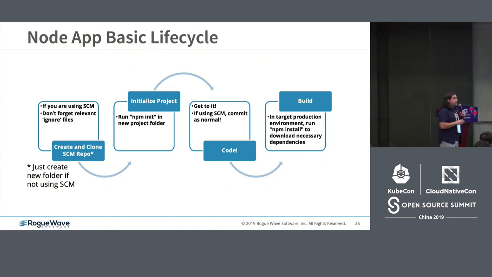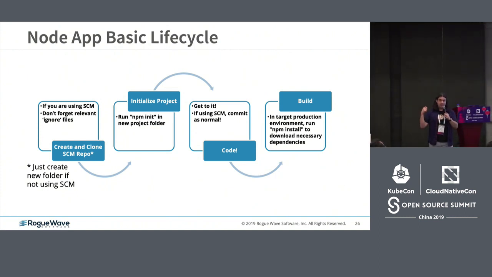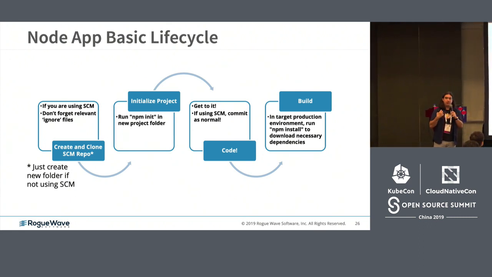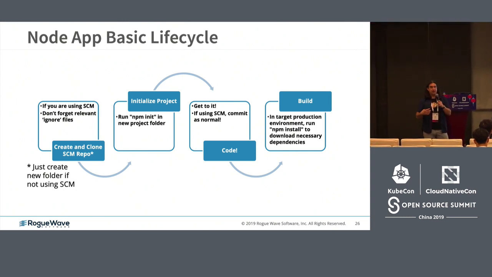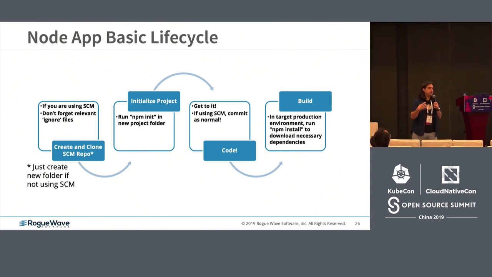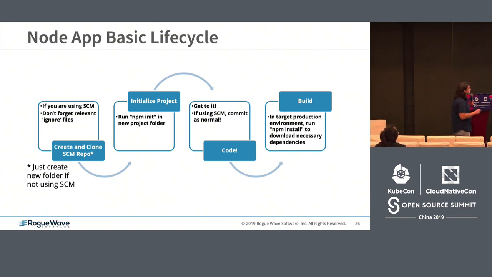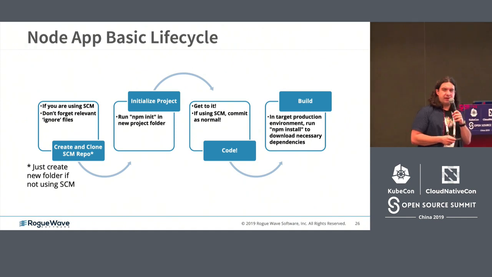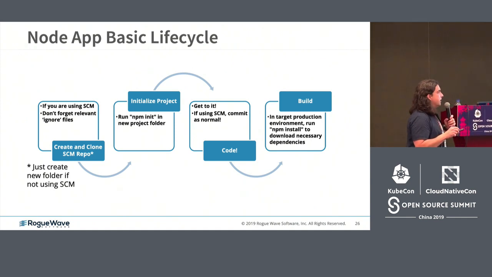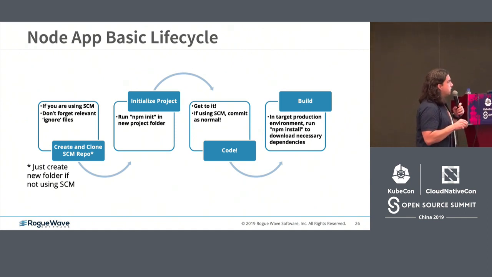You want to initialize the project. This is the best practice. I haven't done that yet; the very last demo shows that. But npm init will set up a file called package.json that we're about to see, and that's like your build file. That's where all your dependency information is housed, as well as some meta information about the app itself. npm init will set that up for you automatically, and a lot of IDE plugins and extensions will do that too. Then you just get to it, start coding, commit as normal, and then build.